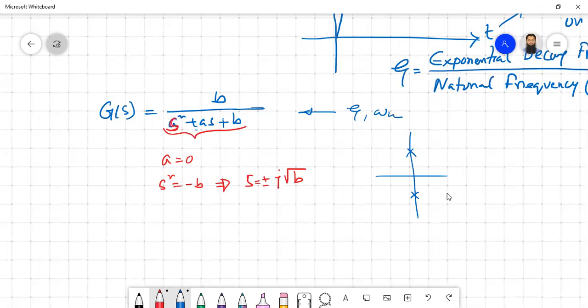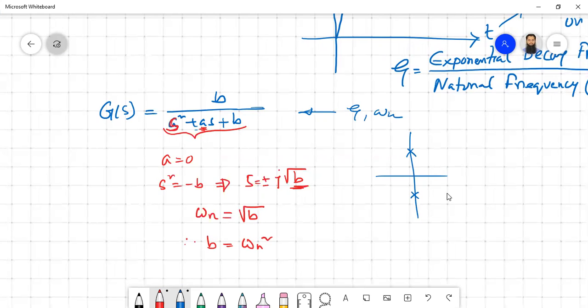Okay, so this is your pure oscillation, isn't it? We can relate this with your natural frequency. A is something that is related to damping. If a is not there, we have pure oscillation. And according to the definition of the natural frequency, whatever frequency you get without any damping is actually your natural frequency. So this is what we get. So we can say that b can be omega n squared.